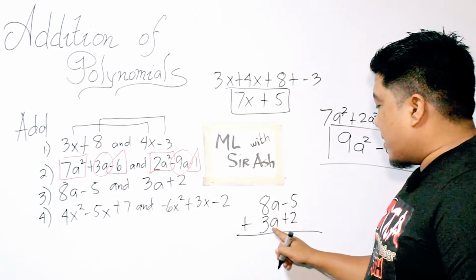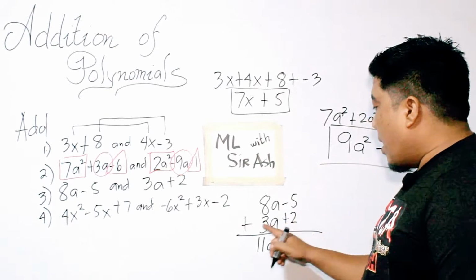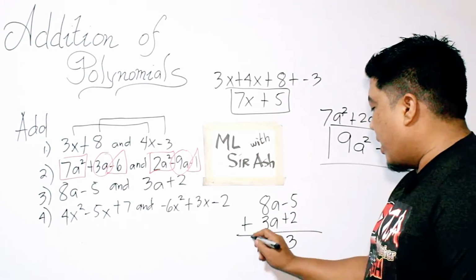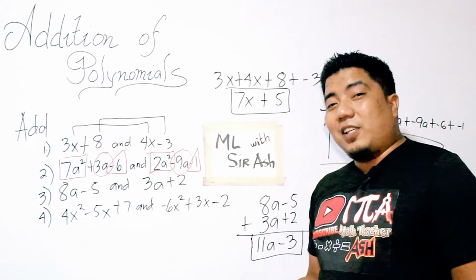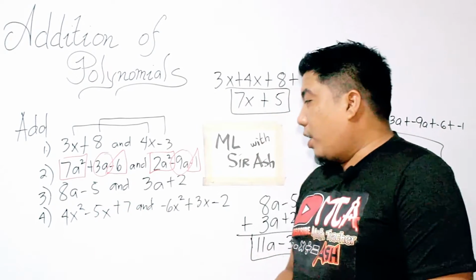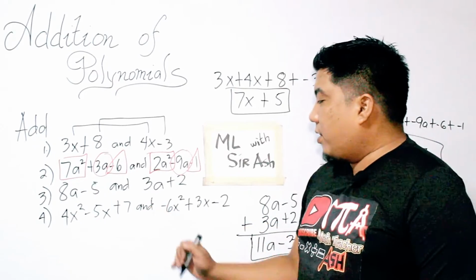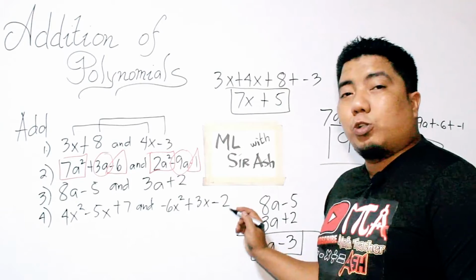So, 8a plus 3a, that will give you 11a. Negative 5 plus positive 2, that will give you negative 3. And this is your final answer. Easy, right? Now, let us go to our fourth and final example. This is 4x squared minus 5x plus 7. And this will be added to negative 6x squared plus 3x minus 2.